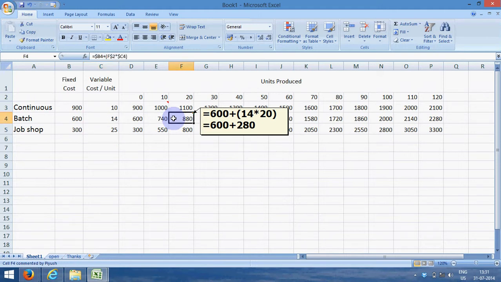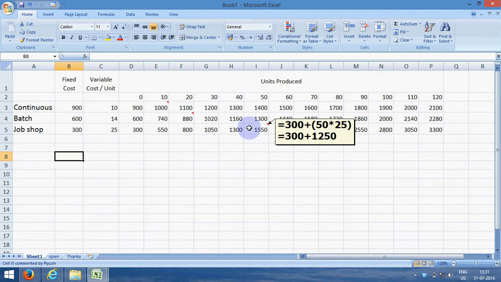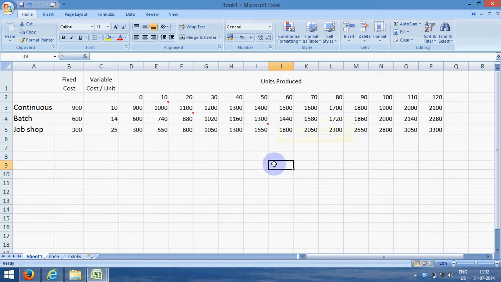Let's look at one more. So we're producing 50 units through a job shop. So fixed cost becomes 300, variable cost is 25, so 25 times 50 units gives me a total variable cost of 1250. Add 300, the fixed cost, to it, and it gives me a total cost of 1550. Alright, so all the remaining costs here are exactly similar calculations.